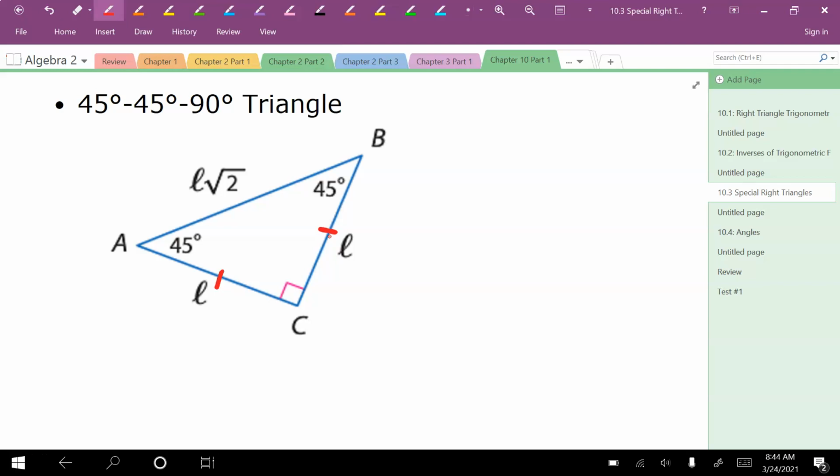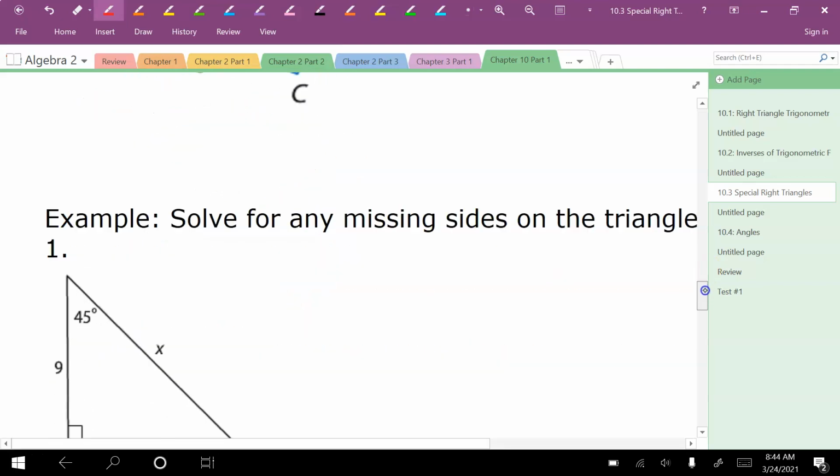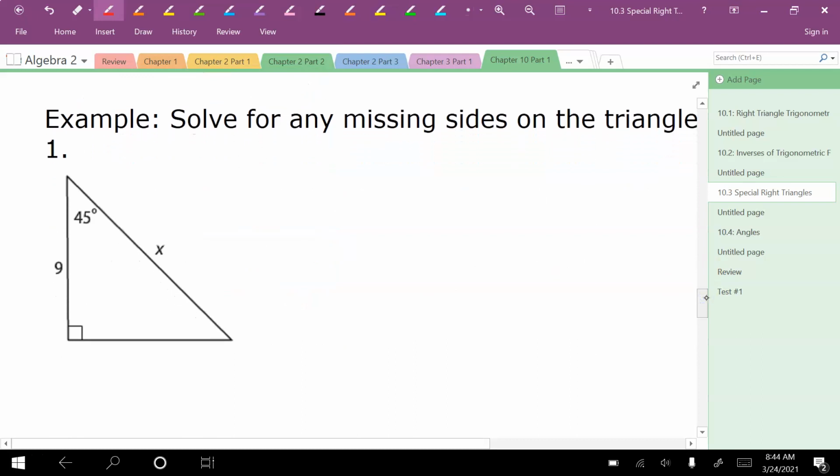So it's a little bit different in how we label it than our 30, 60, 90 triangles. We're going to do the same type of problems here. We're going to be solving for missing sides, and I would label these triangles like we did before. So this one, we're moving on to the 45, 45, 90. Those sides across from the 45 degrees, which would be those two corner angles, are going to be the same. So they're both going to be your L value.